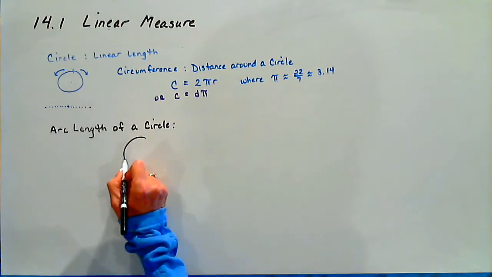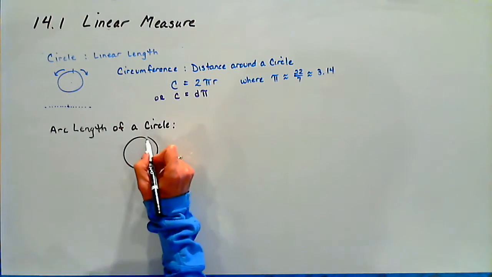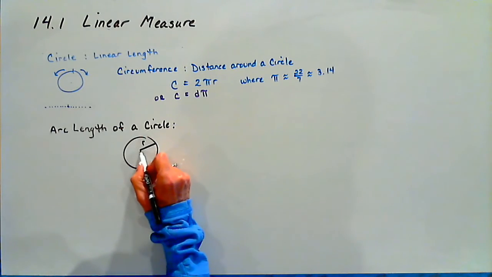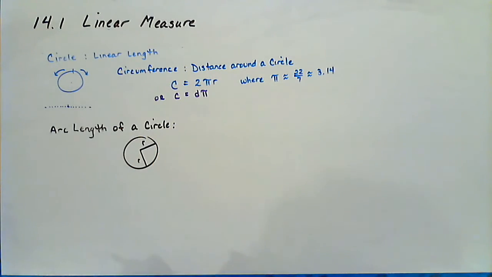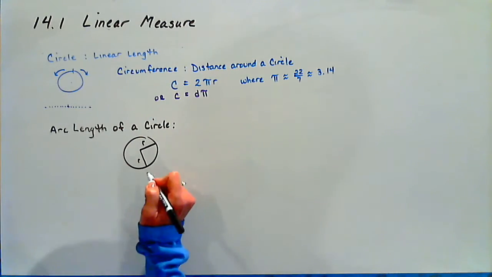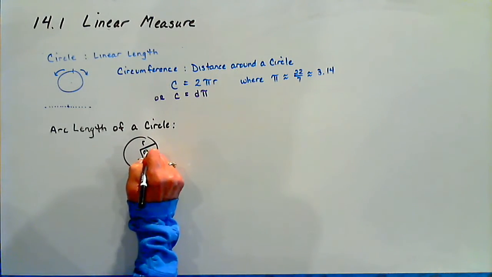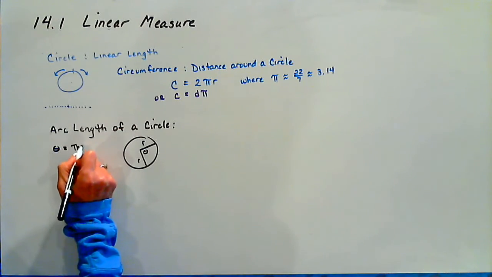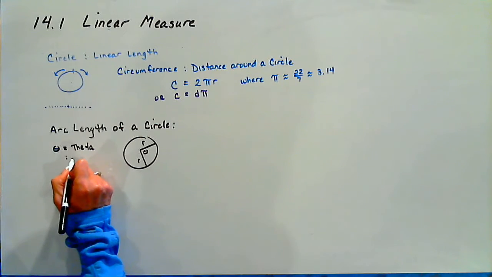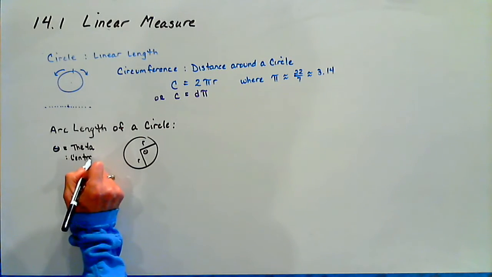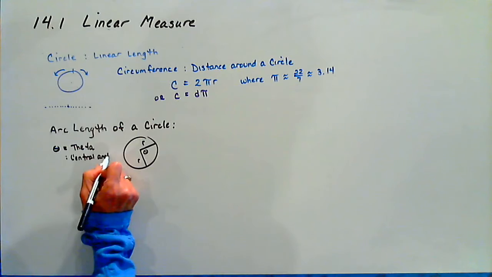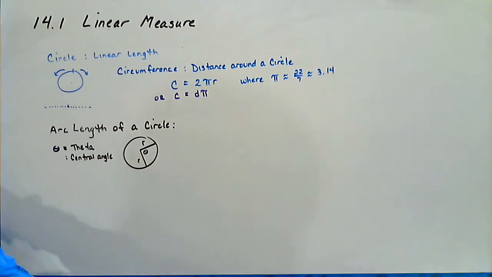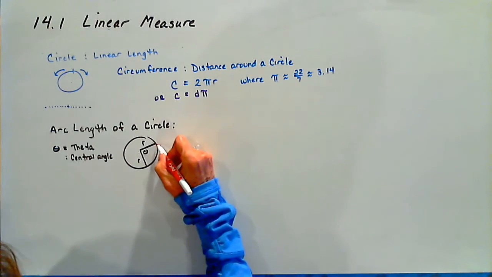If I give you a circle, and on this circle, I give you, here's a radius, here's the same radius because it's the same circle, and I give you some angle measure, some central angle that I call theta. This is the Greek letter theta. It's just the central angle. Okay? But I'm asking you to find this arc length.